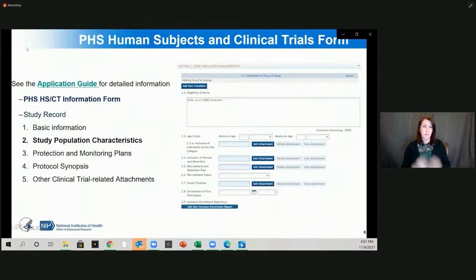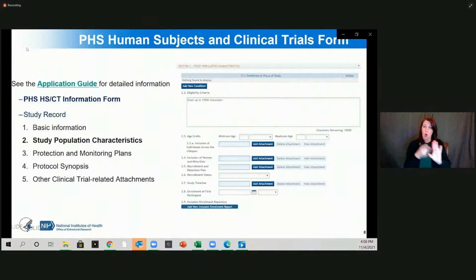You'll provide all of this information on the PHS Human Subjects and Clinical Trials Information Form. And this is in section 2 of the form, Study Population Characteristics. In this section of the form, you're going to list your eligibility criteria, and you'll provide age limits, including your minimum and maximum age if you have them. You'll provide plans for inclusion of individuals across the lifespan, plans for inclusion of women and minorities, and then some additional information related to recruitment and your study timeline. And then at the end of this section, in 2.9, you provide your inclusion enrollment report.